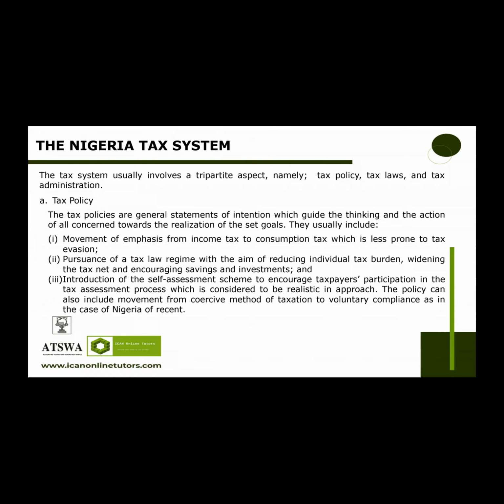They usually include movements of emphasis from income tax to consumption tax, which is less prone to tax evasion, pursuance of a tax law regime with the aim of reducing individual tax burden, widening the tax net and encouraging savings and investments, and introduction of the self-assessment scheme to encourage taxpayers' participation in the tax assessment process, which is considered to be realistic in approach. The policy can also include movements from coercive method of taxation to voluntary compliance, as in the case of Nigeria of recent.